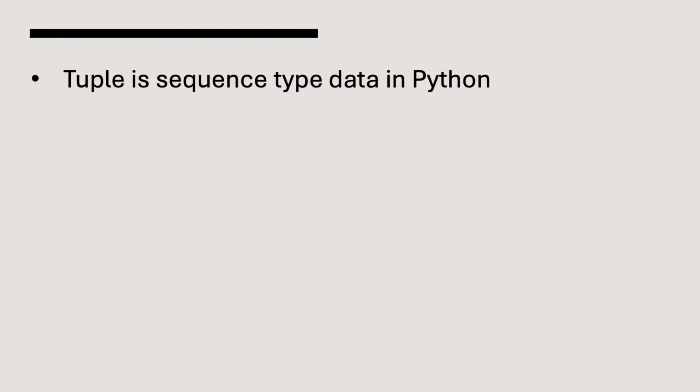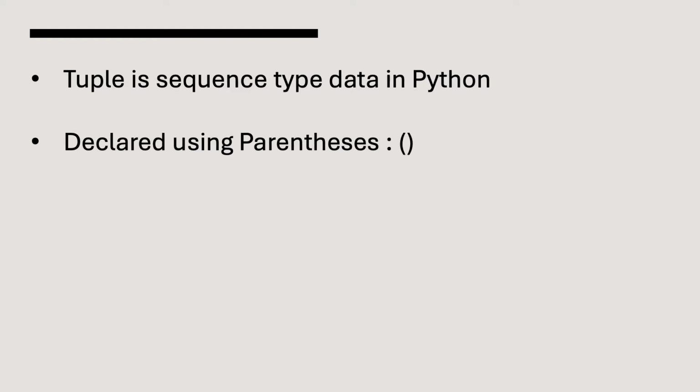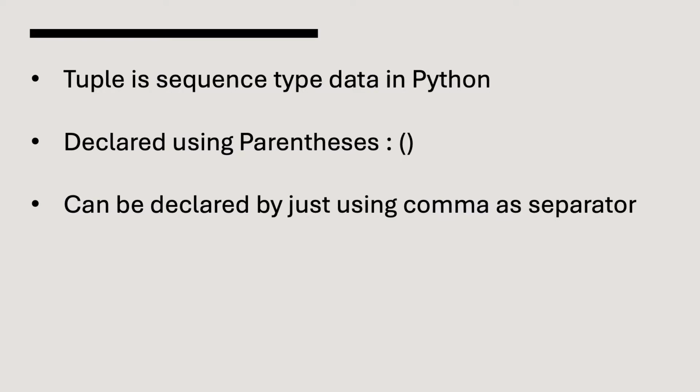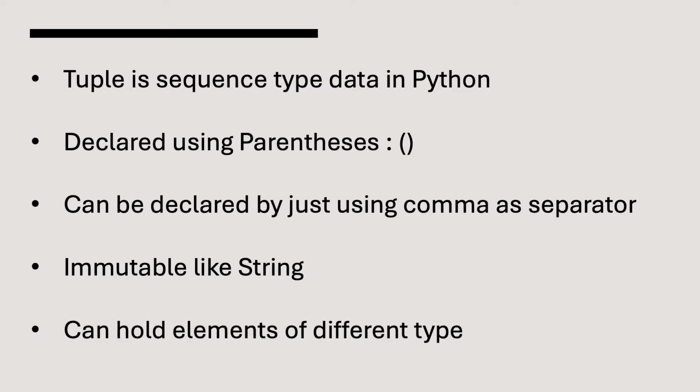Let us see some important points in tuple data type in Python. Tuple is a sequence type data in Python. It is declared using parentheses. Tuple is also declared by just using comma as separator, but it is best to use parentheses while declaring tuple. They are immutable like string. Tuple is thus the preferred sequence data type when there is no need for change in data while performing operations. Tuple can hold elements of different type.